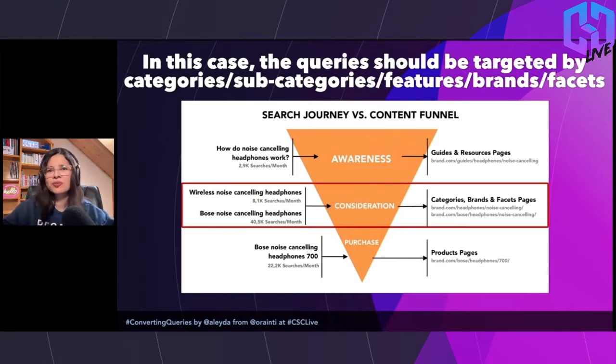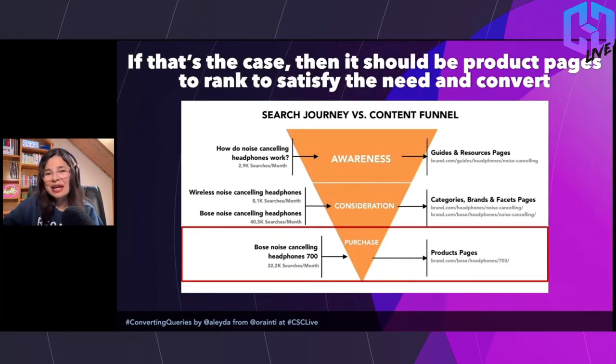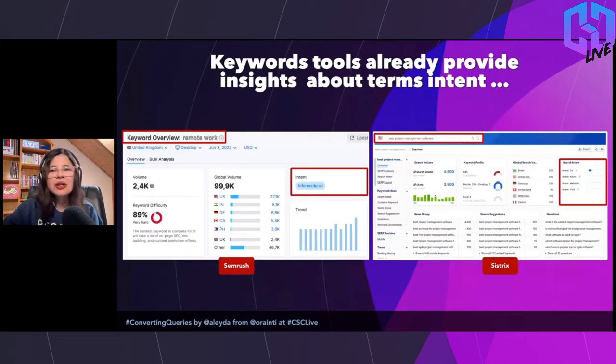In this case, the query should then very likely be targeted by categories, category features, brands, facet type of pages. Or if these are queries that are being searched at the purchase stage of the journey with branded product queries, many times already convinced to purchase, looking already for that product page, in this case, it will very likely need to be product pages that are meant to rank, to connect, to satisfy the needs and convert these users looking for them, right?